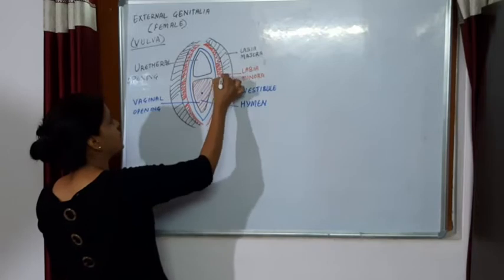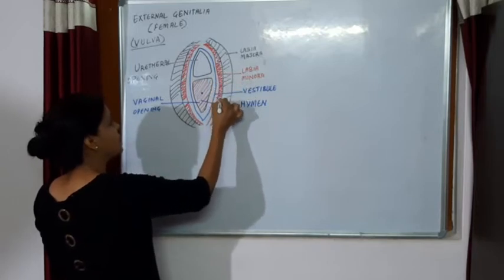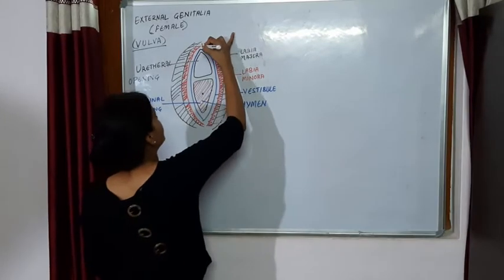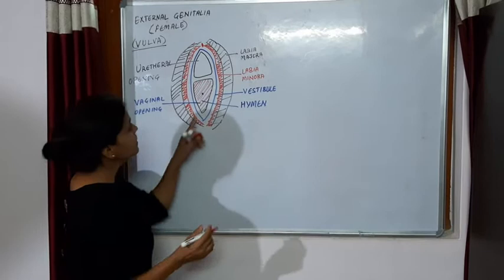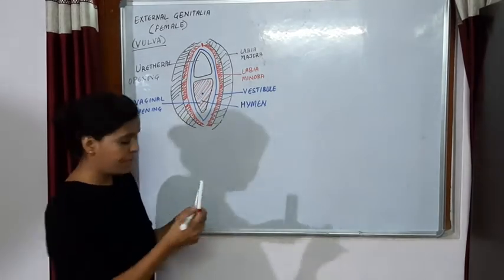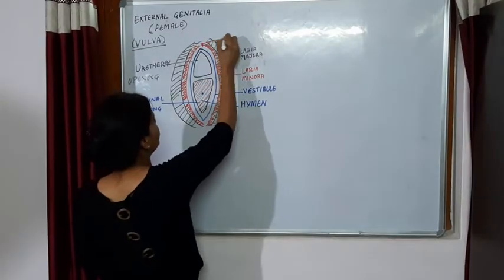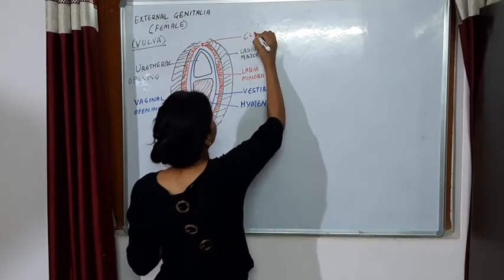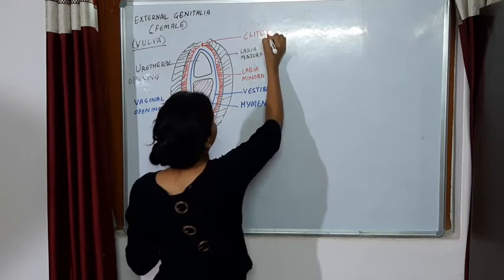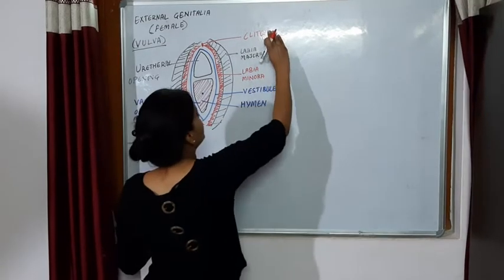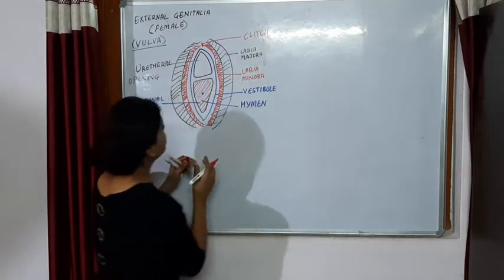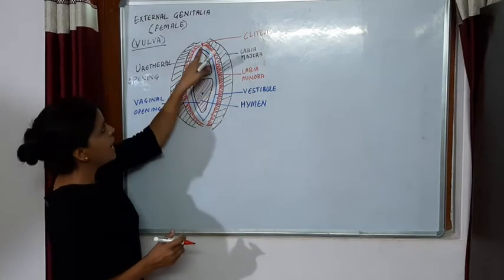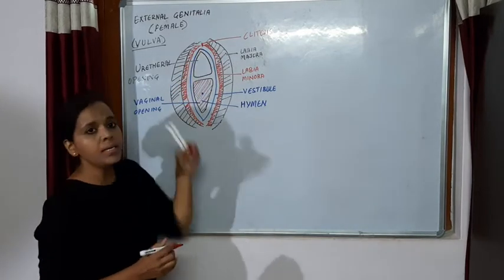Now the next structure which I will take is the clitoris. So what is this clitoris? It is present at the junction of the labia minora, right? Again, there are some interesting facts related to these organs. I'll take all those a little later. So this in red is the labia minora and the junction over here is going to be the clitoris.